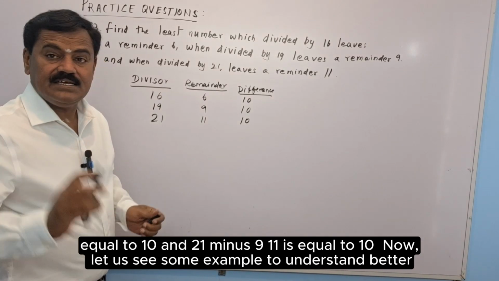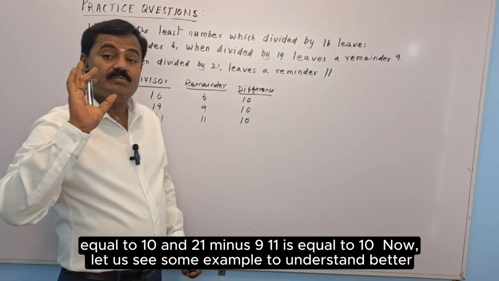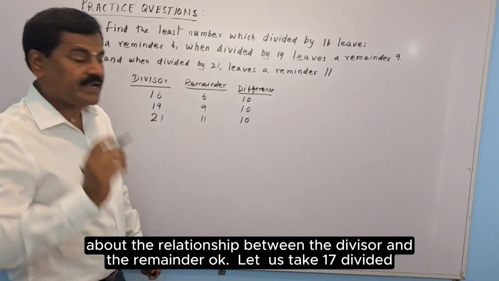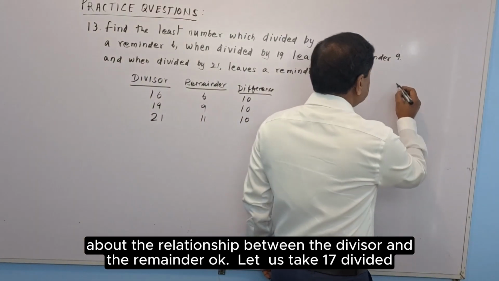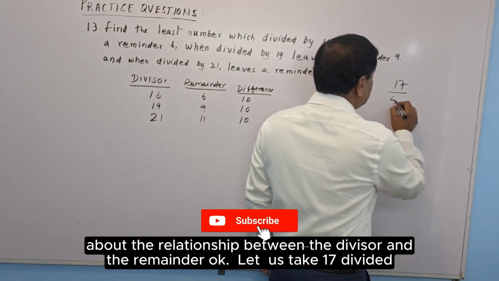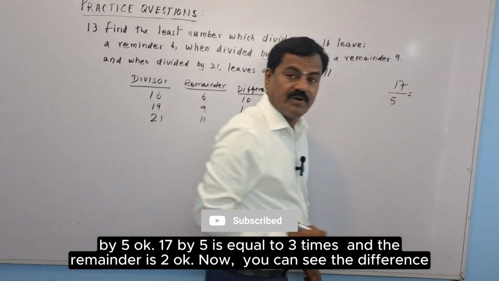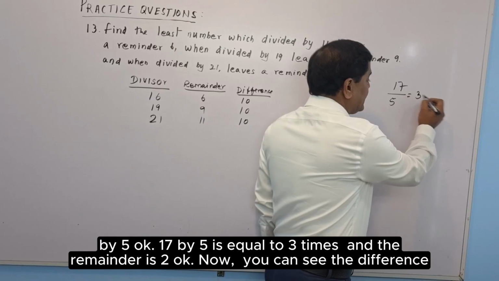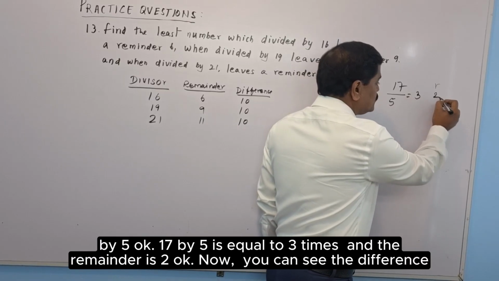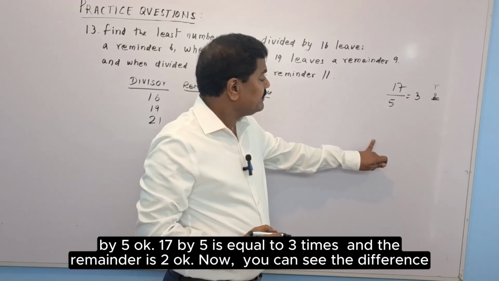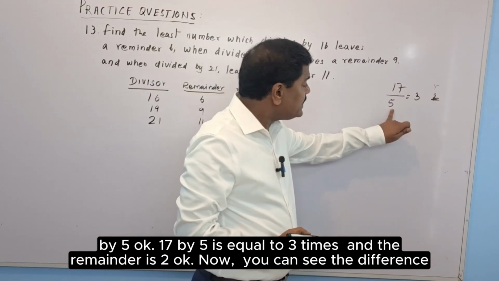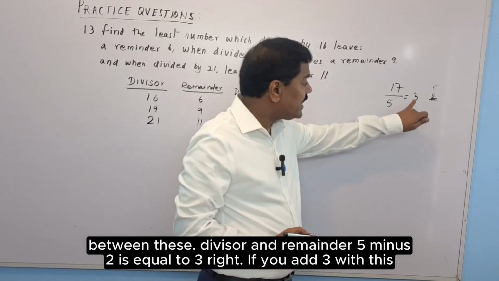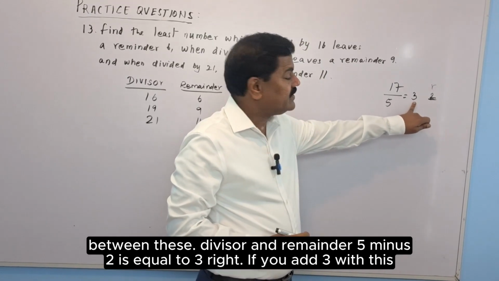Now, let us see some examples to understand better the relationship between the divisor and the remainder. Let's take 17 divided by 5. 17 by 5 is equal to 3 times, and the remainder is 2. Now you can see the difference between this divisor and remainder.